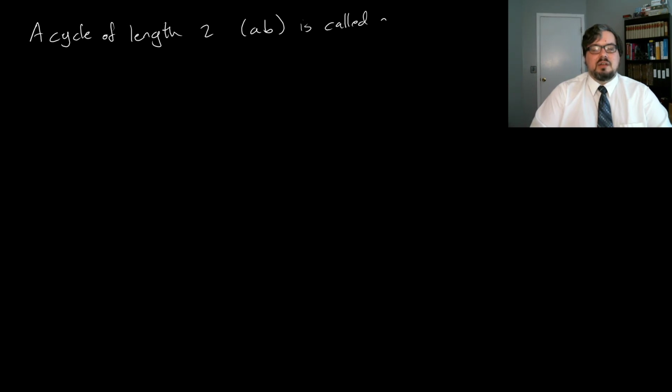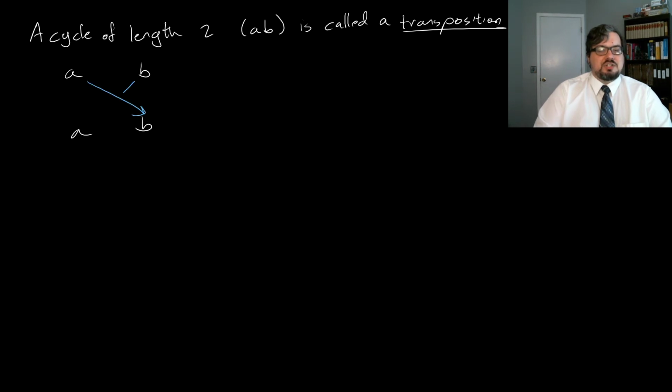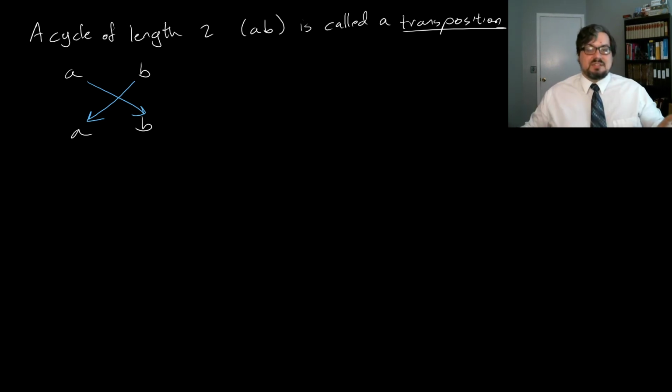So, a cycle of length 2, that is of the form (A B), is called a transposition. And the idea is that basically what a cycle of length 2 does is it just switches the A and the B. It sends A to B, it sends B to A, but it leaves everything else the same. So it just transposes two things. It's called a transposition.